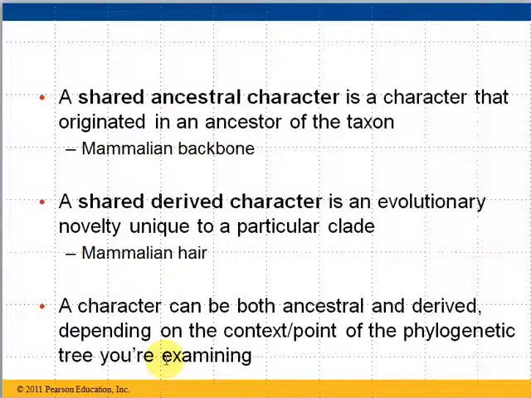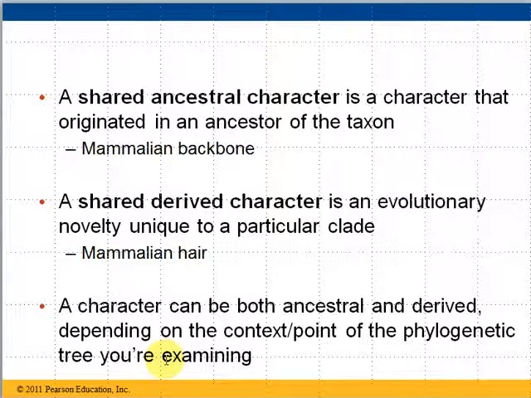In this case, the mammalian backbone would be called a shared ancestral character. It's a character that originated in an ancestor of the taxon that we're looking at. So mammals have backbones, but so do a variety of other creatures that have that same shared ancestor. So in a mammalian backbone, we would call that a shared ancestral character. Now, the mammalian hair does designate that particular taxon as different or separate. We would call that a shared derived character. It's an evolutionary novelty unique to a particular clade. So mammals alone have hair, and that makes it a shared derived character.